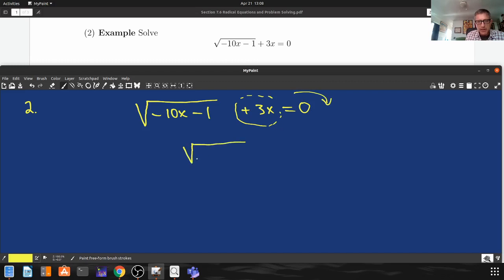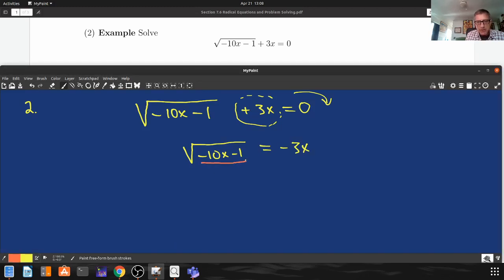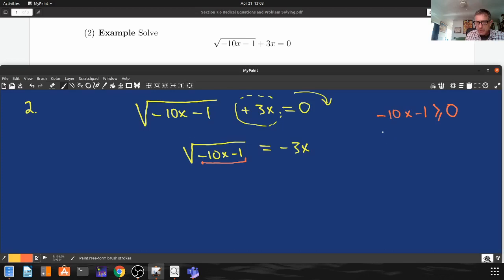So that's going to give me minus 10x minus 1 is equal to minus 3x. So again, let's get some idea of what values of x I can get by taking minus 10x minus 1, and whatever values of x I place in there, it has to be greater than or equal to 0, because we're only talking about real valued solutions. So I'm going to solve that, and this is a good review on solving inequalities. So minus 10x is greater than or equal to 1. I just added 1 to both sides.